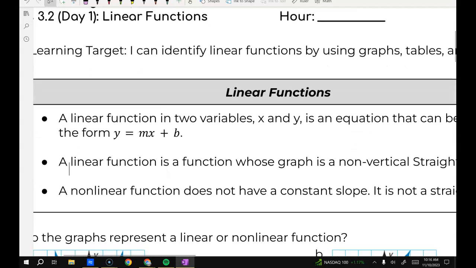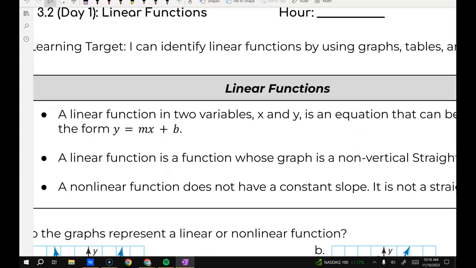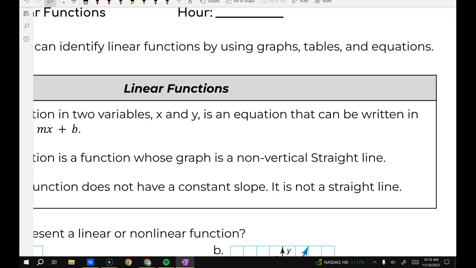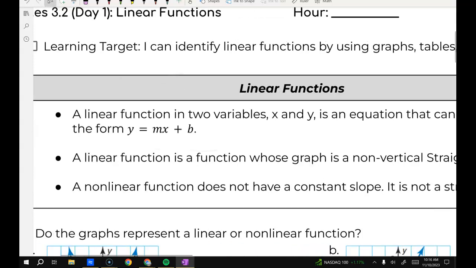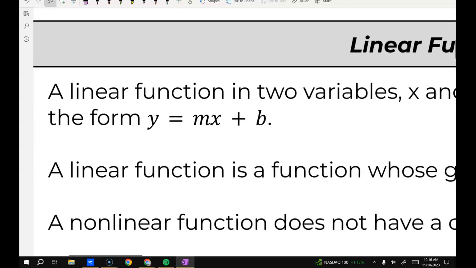So we start like we did yesterday, in our box with a few definitions. A linear function in two variables, because we need an input and an output, so x is our input and y is our output, like we talked about yesterday, is an equation that can be written in the form y equals mx plus b.